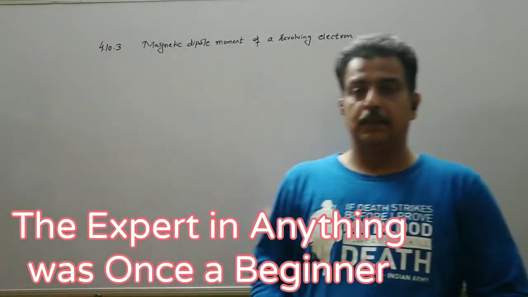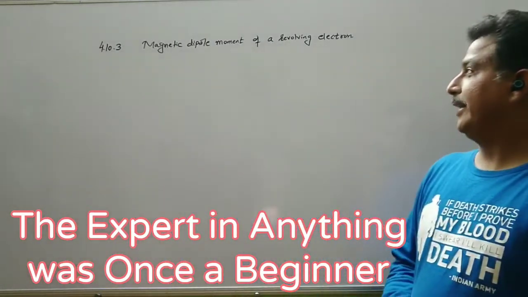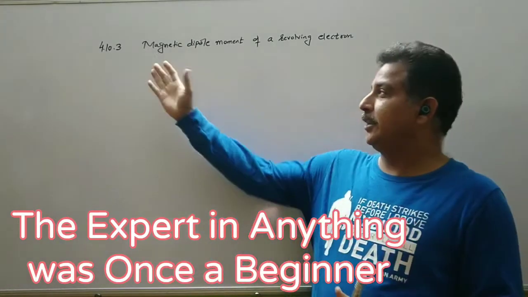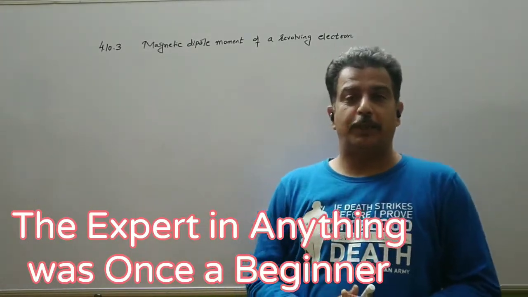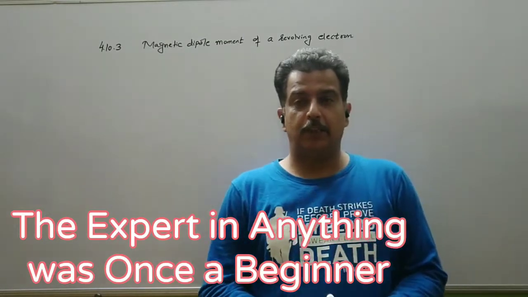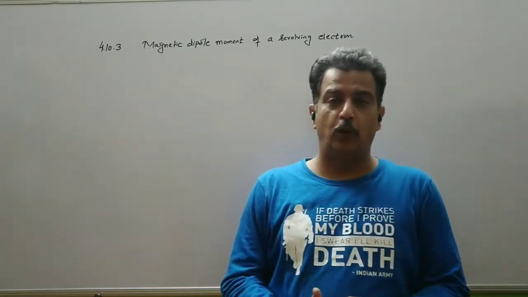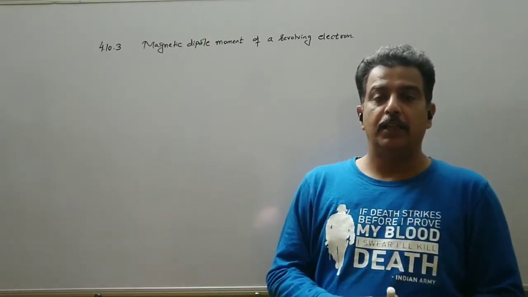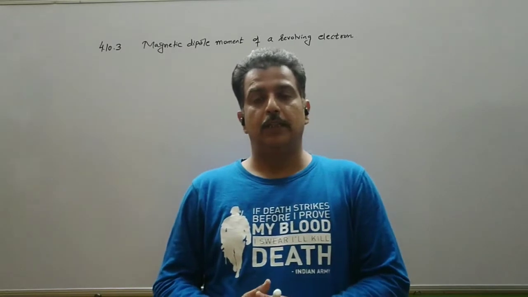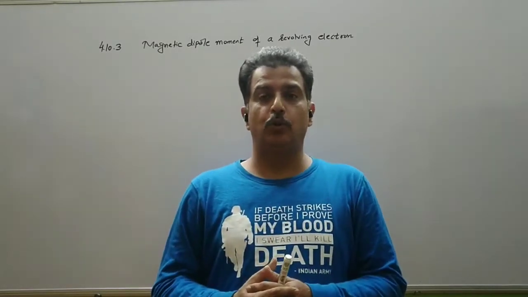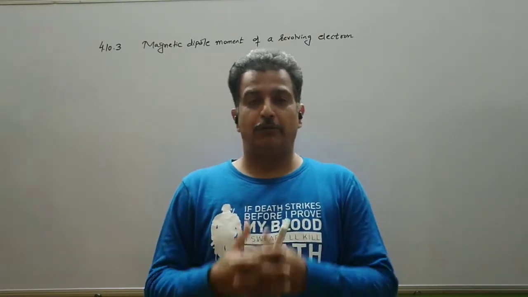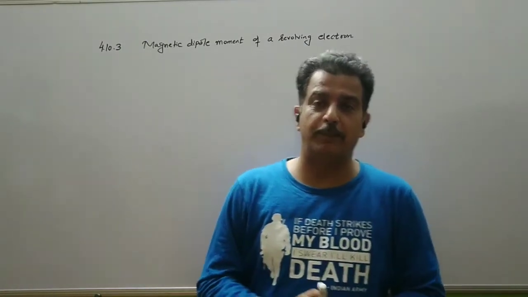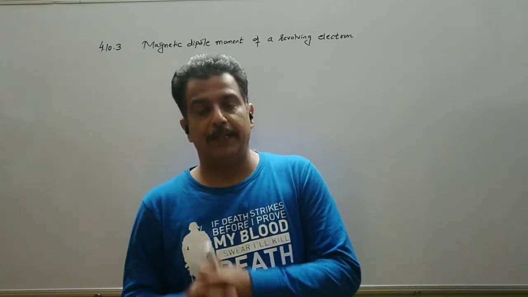Hello students, today we will do the magnetic dipole moment of a revolving electron. Now this is the third portion of our topic number 10. We started with the torque acting on a rectangular loop which was carrying a current and it was placed in a magnetic field. And we came to the conclusion that its behavior was similar to the electric dipole. So we derived the formula for the torque acting on it in terms of a magnetic dipole moment.